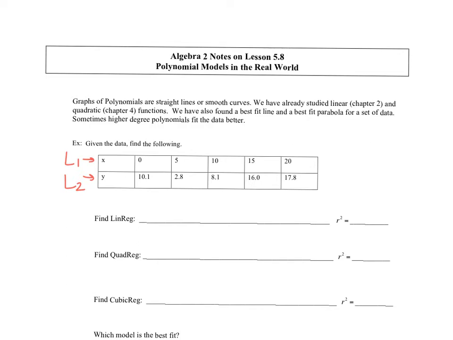Stat edit. Okay, and you have L1 and L2. So for your L1, you're going to put in your x's. So that's going to be 0, 5, 10, 15, and 20. If you have anything in there, make sure you clear it out, right? We don't want any information in there. Stat edit.